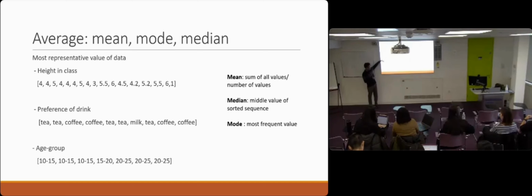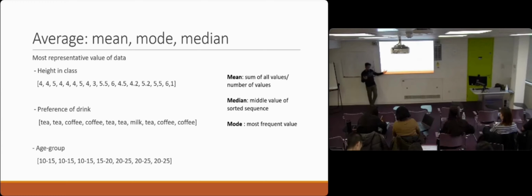Preference of drink. Let's say I ask everybody in the class, what do you like? And somebody said tea, coffee, tea, milk, tea, coffee. Can we calculate the mean? So by the way, this is categorical data. This is numerical data, quantitative, right? So can you calculate the mean? Because you can't add them. Can you calculate the median? Can you calculate the mode?